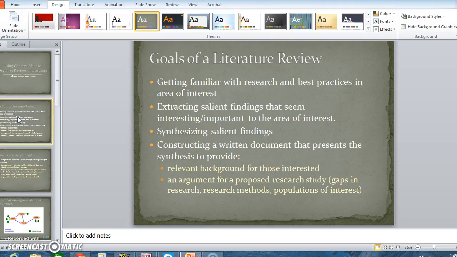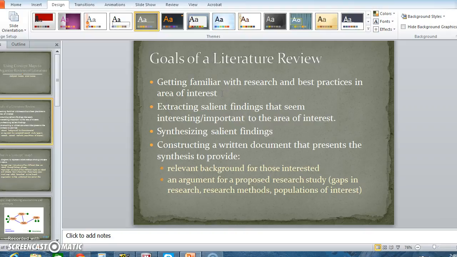Alright, just to remind you, the goal of a literature review, specifically for this project, is so that you can get familiar with research and the best practices in your area of interest, which would be your academic discourse community. Even in some of the feedback on the sources that you found, while you might be finding some relevant or interesting sources, you are still looking at topics of interest that are either too broad or are covering more than one area of research.